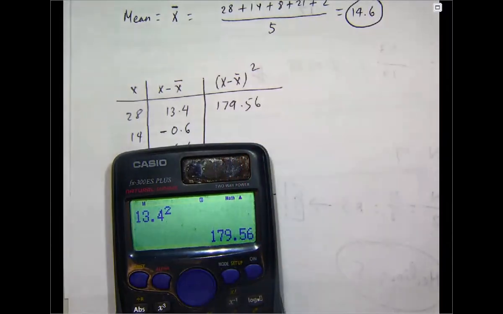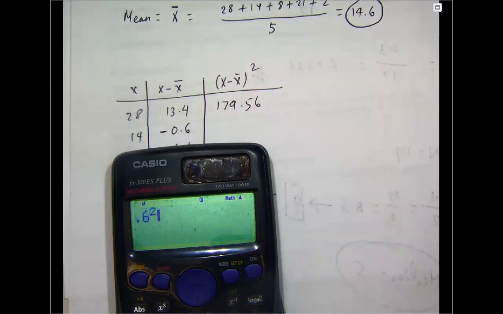It's 179.56, right? Here is the thing, don't round it, because if you round it at this point, then your final answer would be completely different. If you are trying to find the standard deviation, don't round your answer until the final point. Make sense? So that's 179.56.